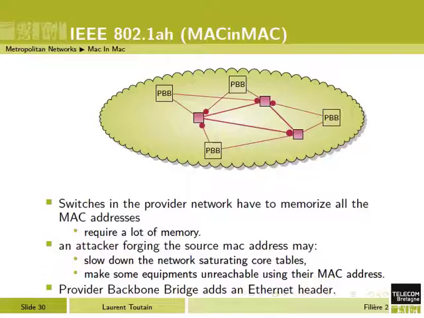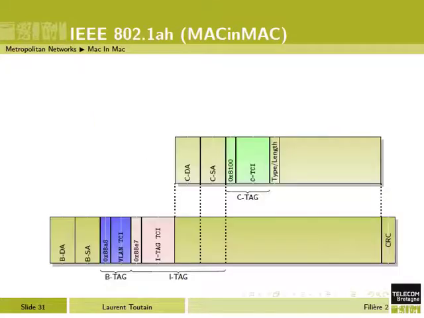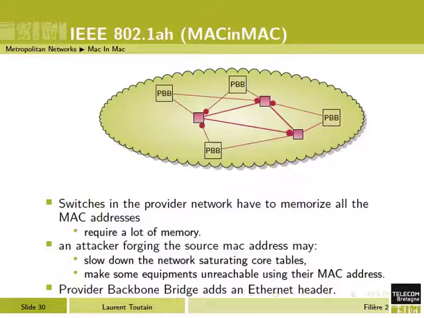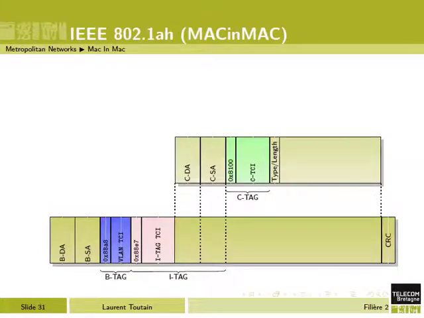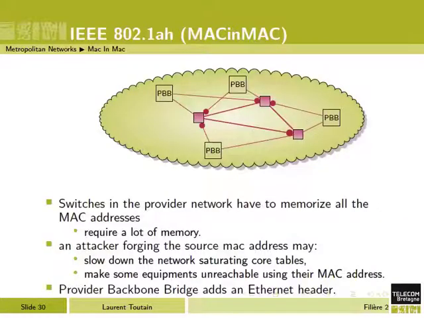So, to avoid that, we have another protocol called MAC in MAC. So what does it mean, MAC in MAC? It means that you are going to put your frame here. So you have your frame you send with the customer tag that was in purple before, so the one that comes from the company. And you will put it at the provider bridge here. You will put it in another frame. And here, you will have different addresses. The MAC addresses you will have here are the MAC addresses of the provider bridges, not the MAC address of the equipment in your customer.